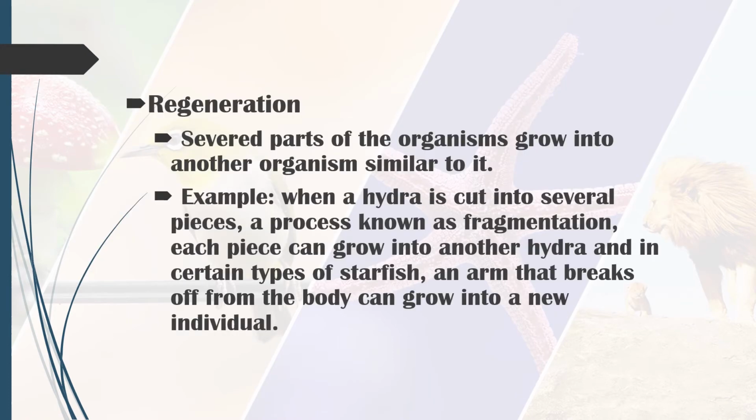Another asexual reproduction is through regeneration, from the word itself, regenerate. Severed parts of the organisms grow into another organism similar to it. For example, when a hydra is cut into several pieces, a process known as fragmentation, each piece can grow into another hydra, and in certain types of starfish, an arm that breaks off from the body can grow into a new individual.